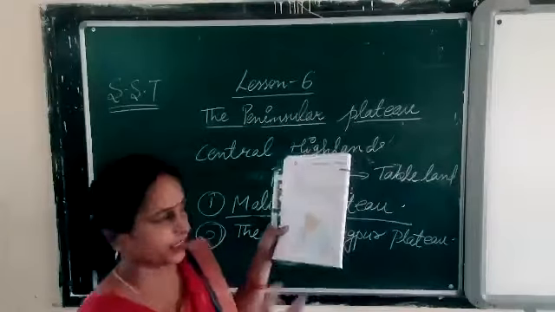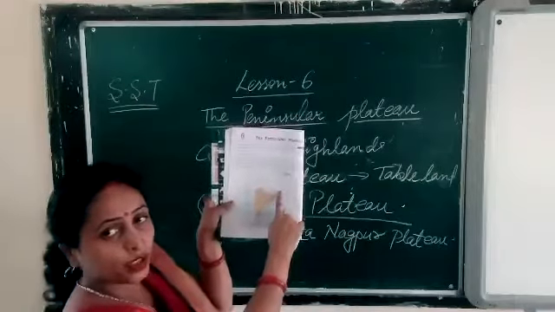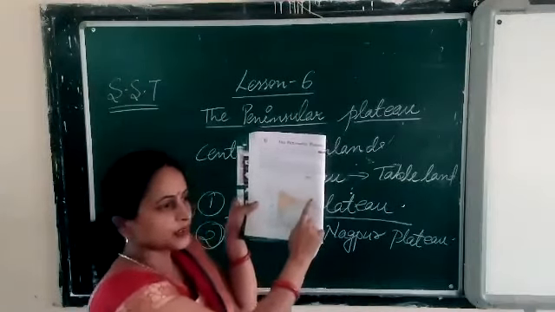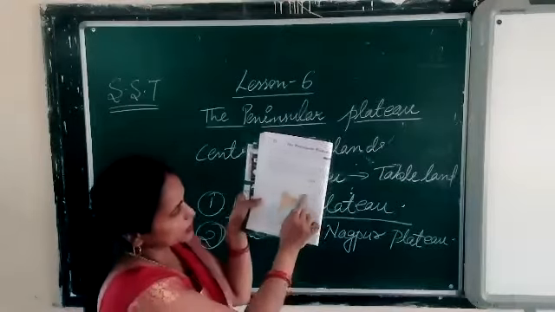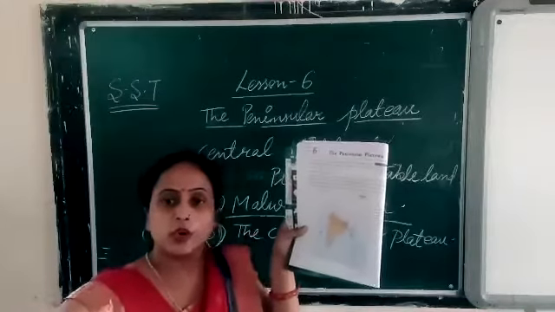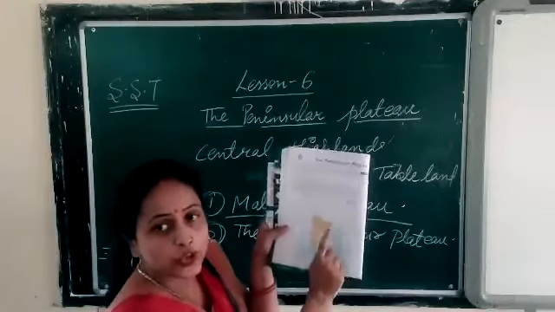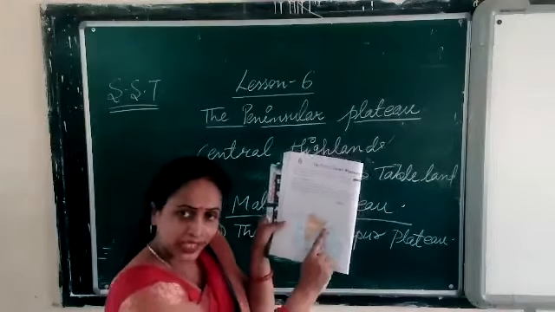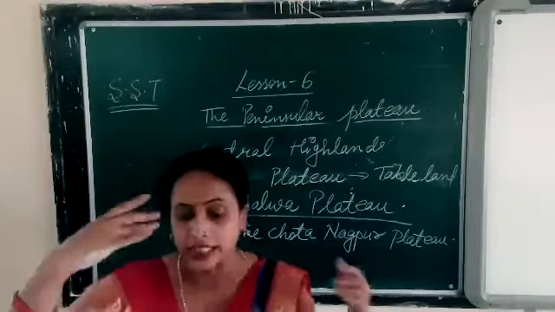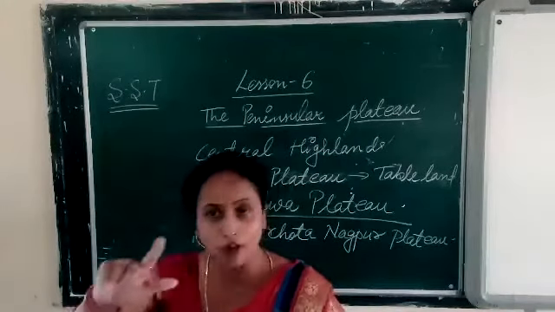And where is the eastern part of India? This one is the eastern part of India. Are you able to see carefully? Please show me, all the children. Yes, this one. This one is which part? Eastern part. And this one is which plateau? Chota Nagpur Plateau. Okay, very good. Now it is clear to you, it is situated in the eastern part of India.